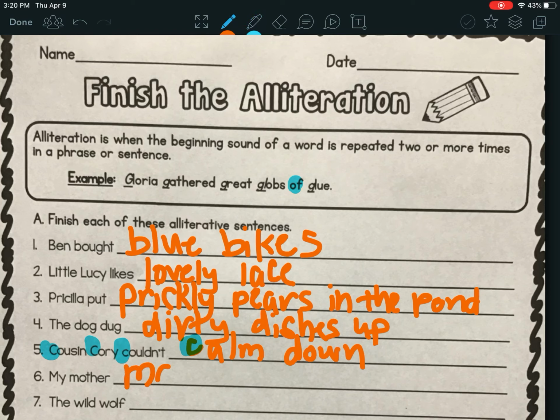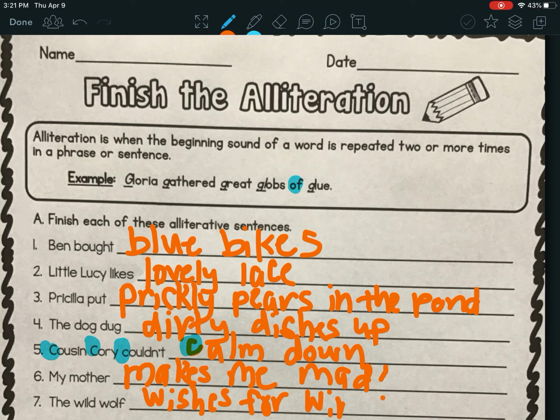My mother makes me mad. I'm just kidding, I love her, but it's an alliteration. The wild wolf wishes for winter. Okay?